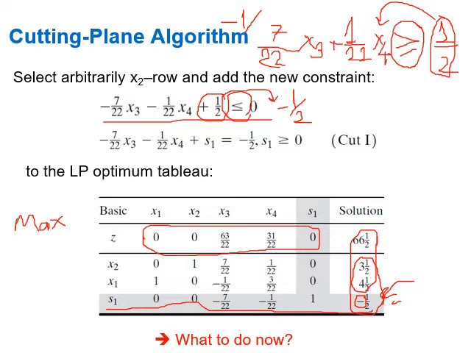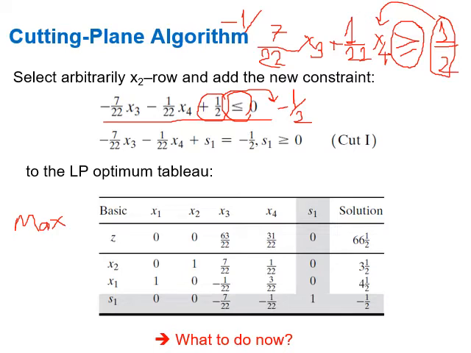Now, what shall we do? How shall we find a feasible solution from this tableau? The thing is, now you cannot use the regular simplex algorithm because it always works with feasible tableaus. But now we have an infeasible tableau. It means that we need a new method. Let's see what it is.